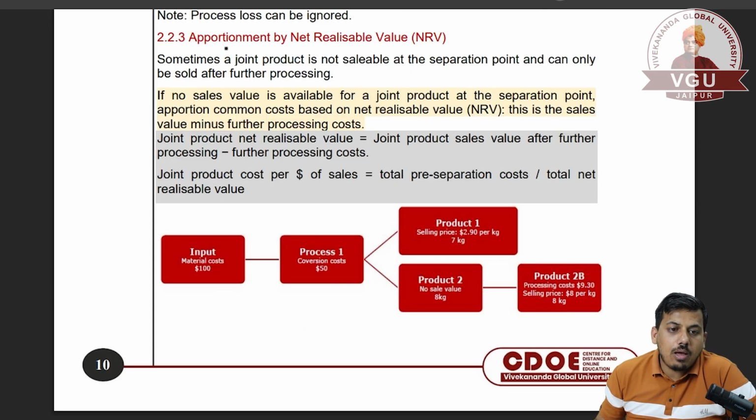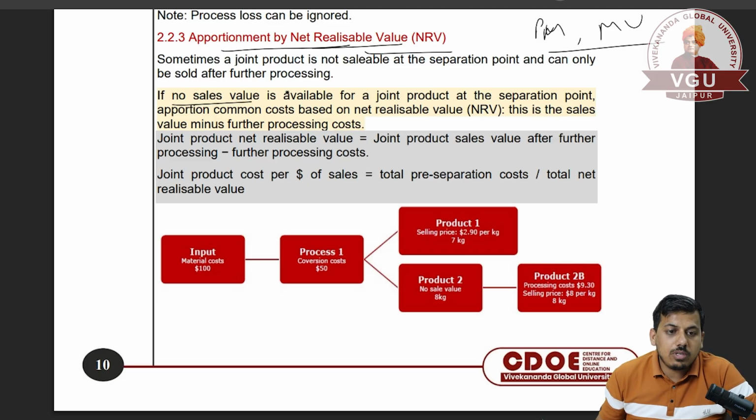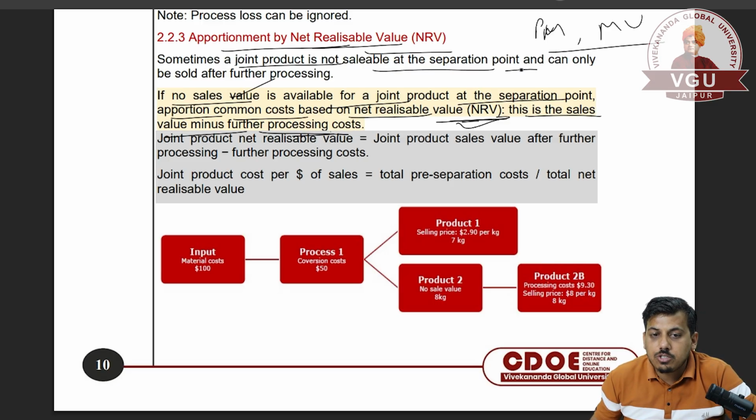So our next topic is apportionment by the net realizable value. We have understood the physical method, and after that the market value method. Now the next method is NRV, net realizable value. If no sales value is available for the joint product at the separation point, then we apportion common cost based on the net realizable value. This is the sales value minus further processing cost. If the joint product is not sellable at the separation point, then it can only be sold after further processing.